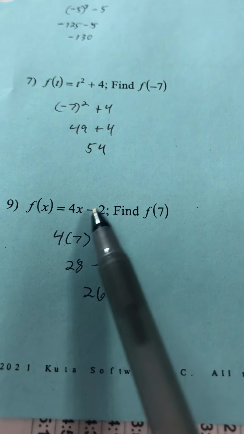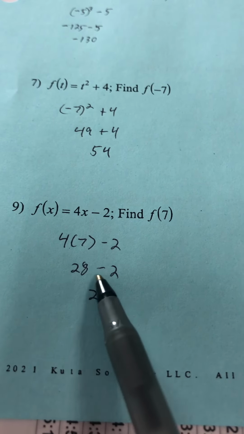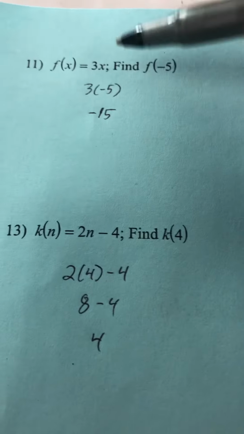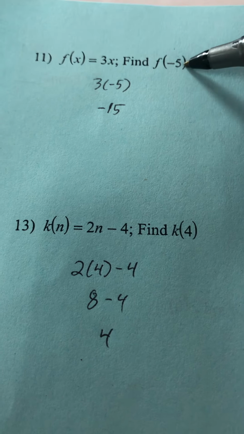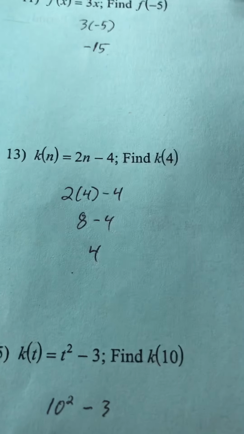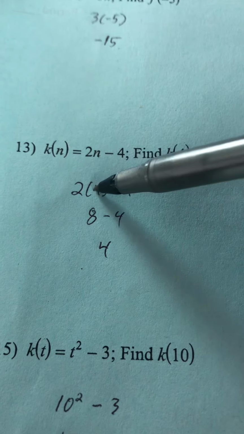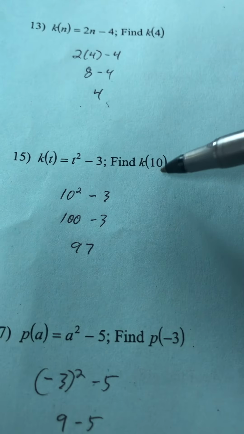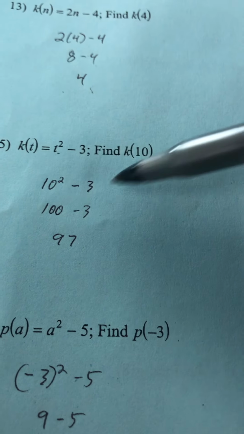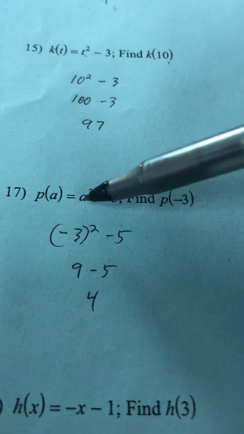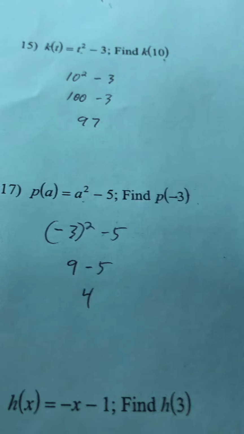If I plug in a 7 for x, I get 26. If I plug in negative 5 for x, I get negative 15. If I plug in a 4 for n, I get 4. If I plug in a 10 for t, I get 97. If I plug in a negative 3 for a, I get 4.